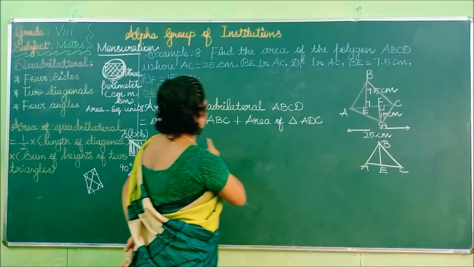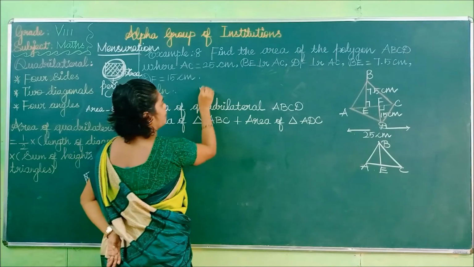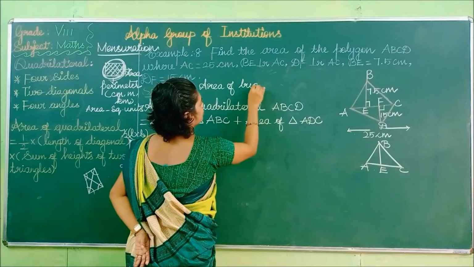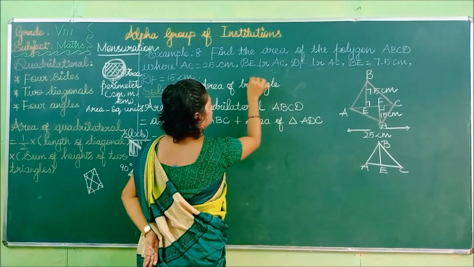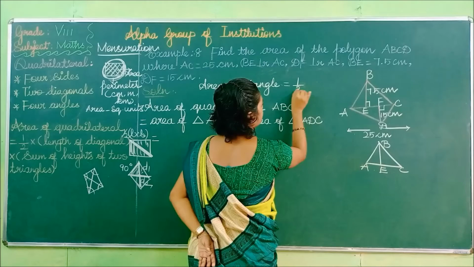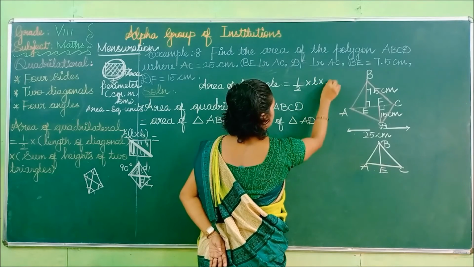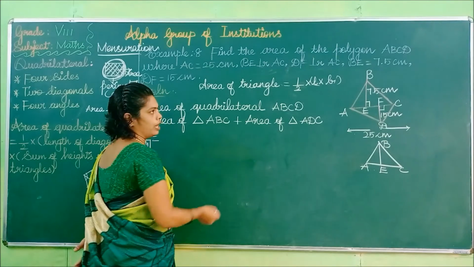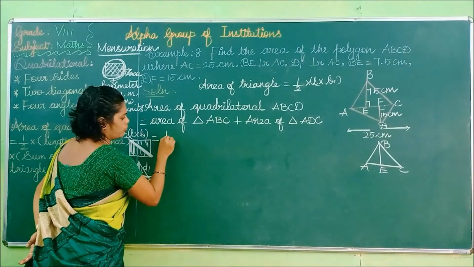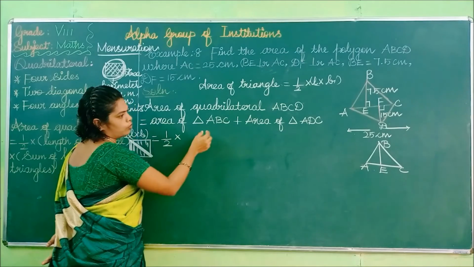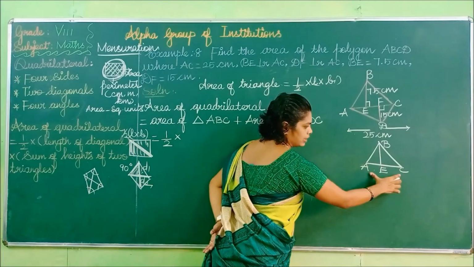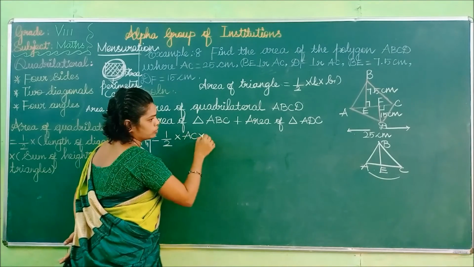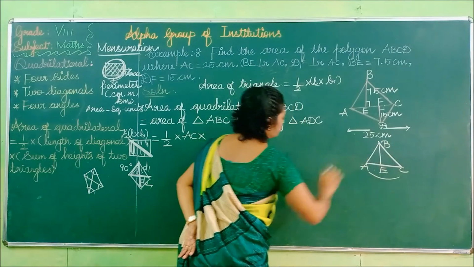So what is the formula of area of a triangle? The formula for area of triangle is equal to half length into breadth, or else we can say base into height. So write 1 by 2. What is the base here? Here the base is AC into the height of the triangle, which is BE.